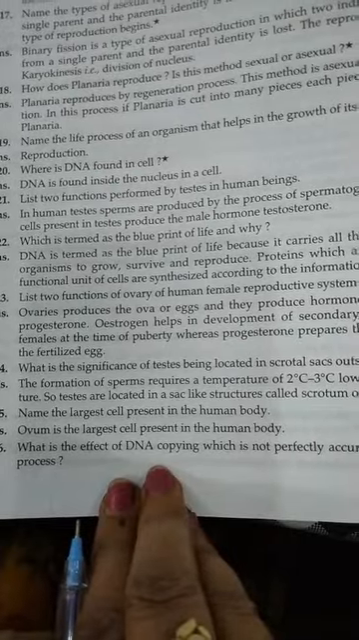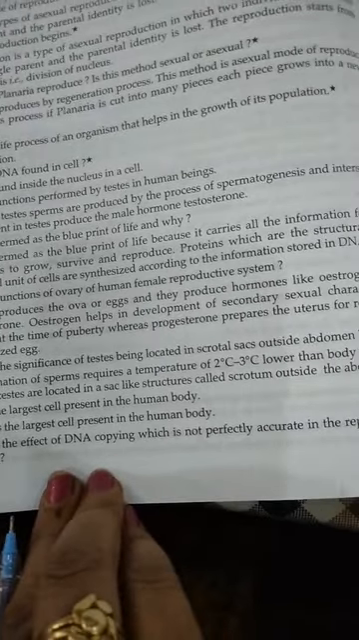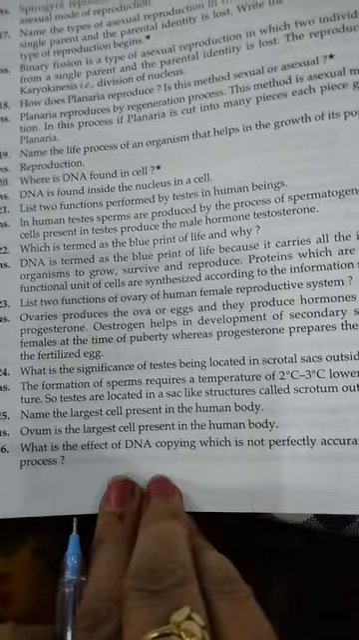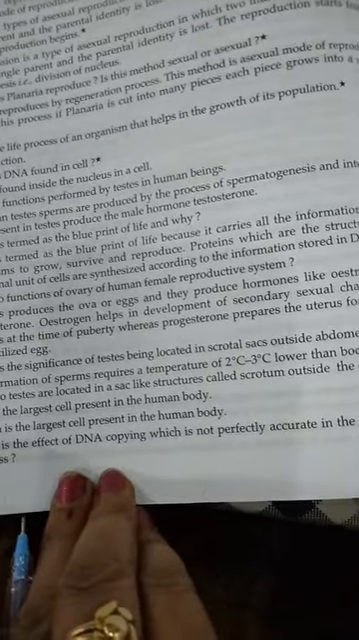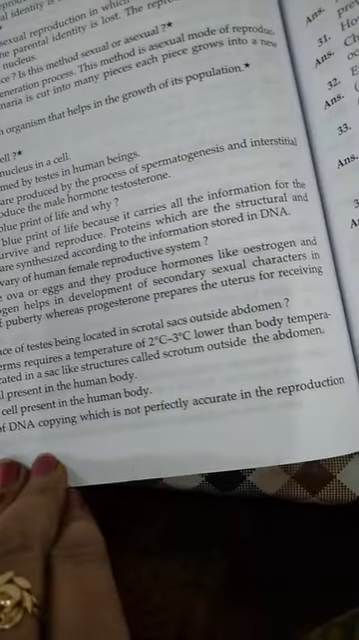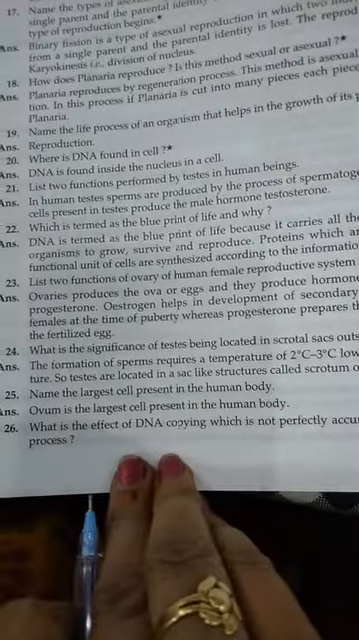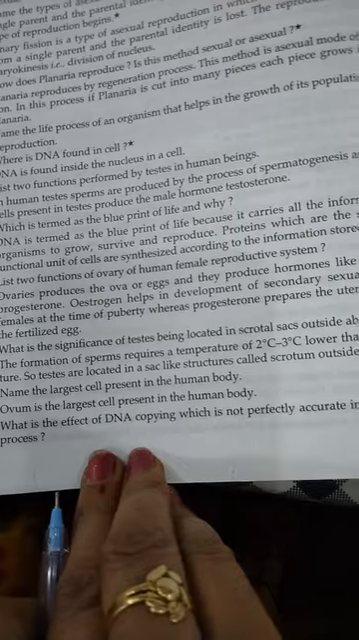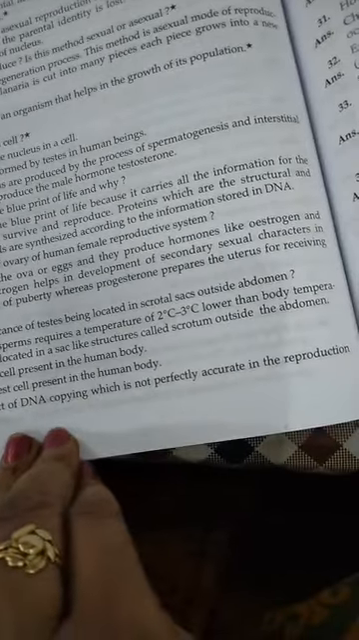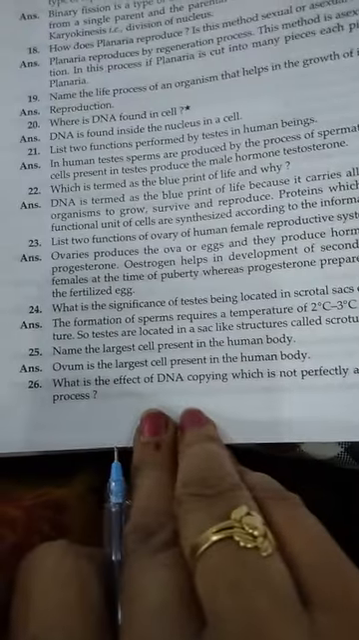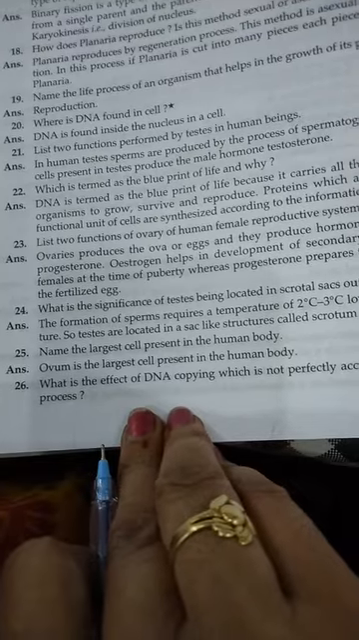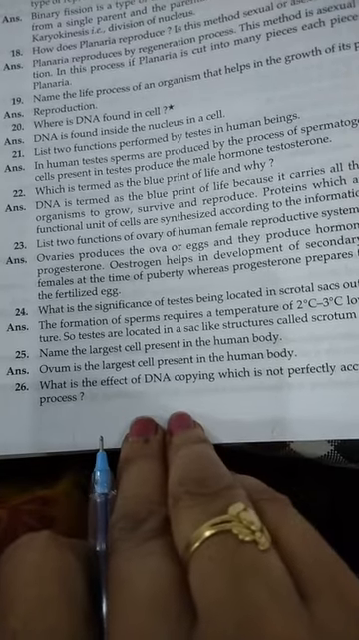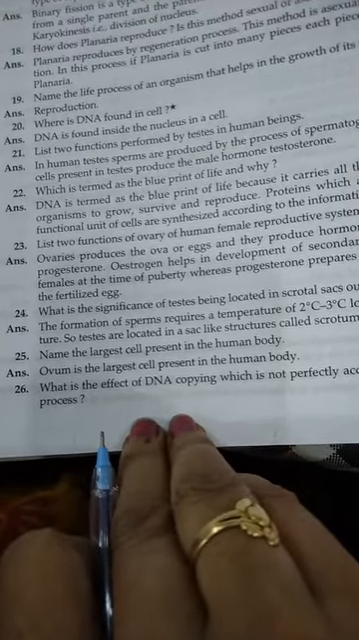Now, what is the significance of testis being located in scrotal sacs outside abdomen? So, the formation of sperms requires a temperature of 2 to 3 degrees centigrade lower than body temperature. So testes are located in a sac-like structure called scrotum outside the abdomen. 25th, name the largest cell present in the human body, that is ovum.